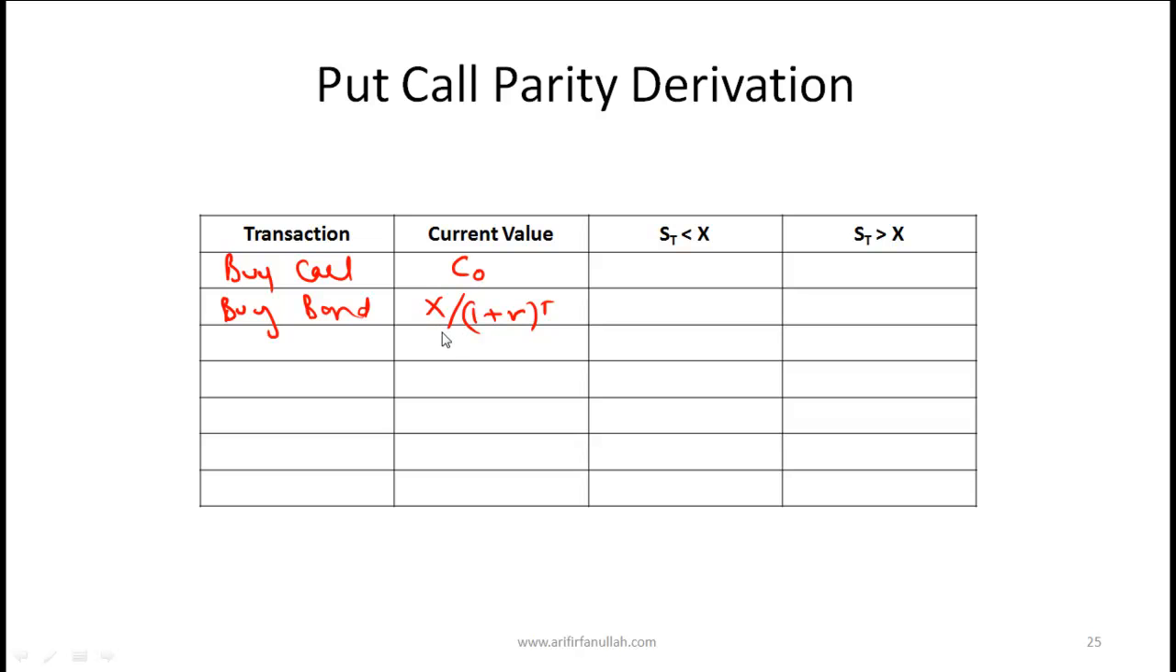So this is our fiduciary call at time 0, which is our current time. Now what about at expiration?